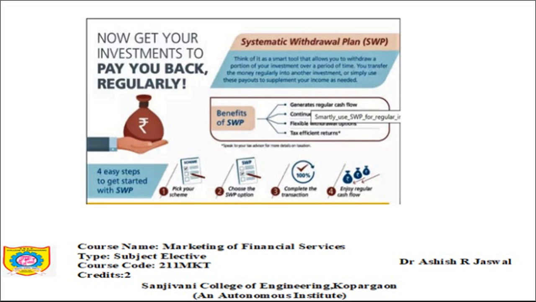Generating regular cash flow means you pick your scheme, choose the SWP option, in which the scheme withdrawal option is what I have put in. I complete the transaction, and what I do is I enjoy a regular flow. I do this because I want to generate a regular cash flow, a continuous amount of cash flow. I should have flexible money options available with me, and moreover I would like to analyze that whatever I have should be in the form of efficient tax returns. That is what we need to understand as systematic withdrawal plans.